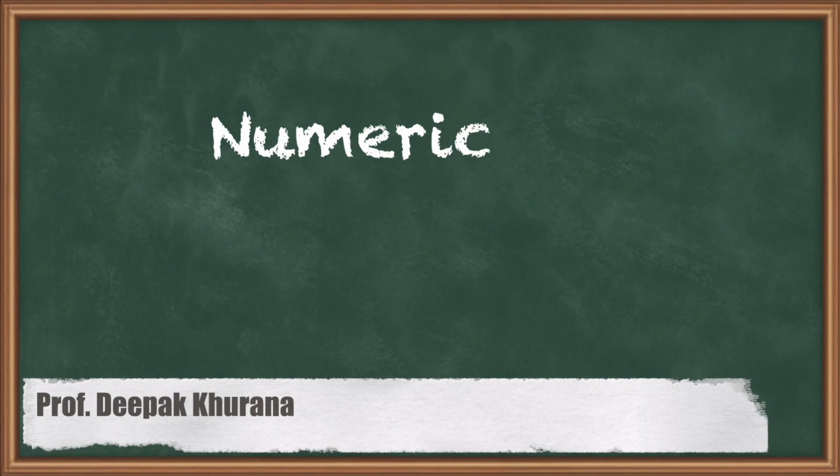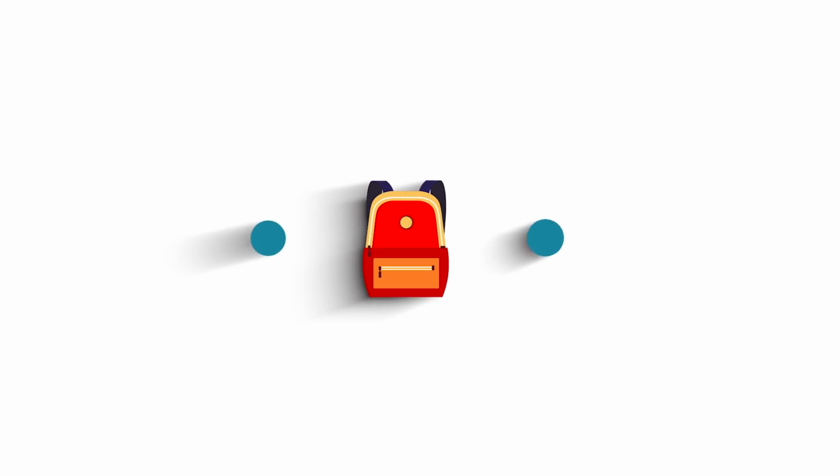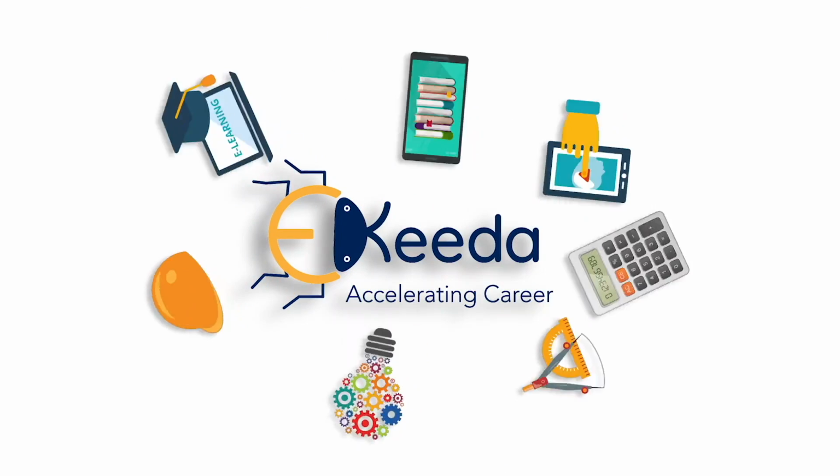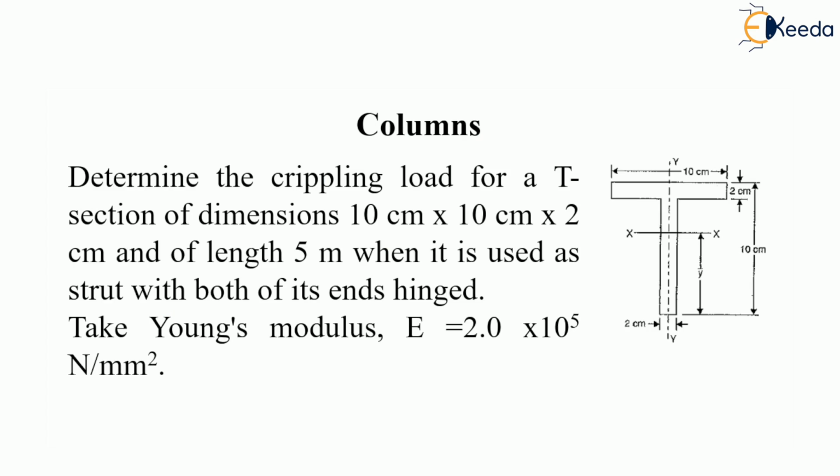Hello students, in this session let us solve this question of columns. In this question we have to determine the crippling load for a T section of dimensions 10 by 10 by 2 cm and of length 5 meter when it is used as strut with both the ends hinged. Young's modulus of elasticity is given as 2 by 10 power 5 Newton per millimeter square.